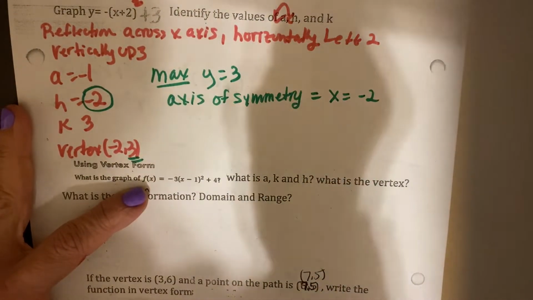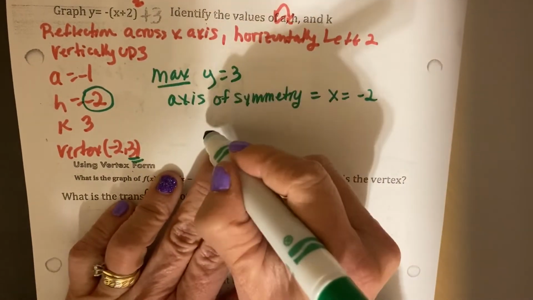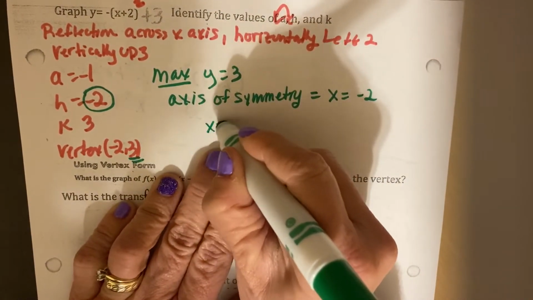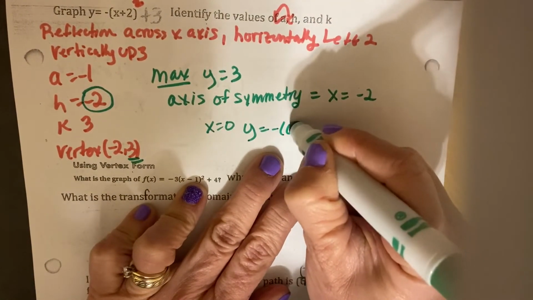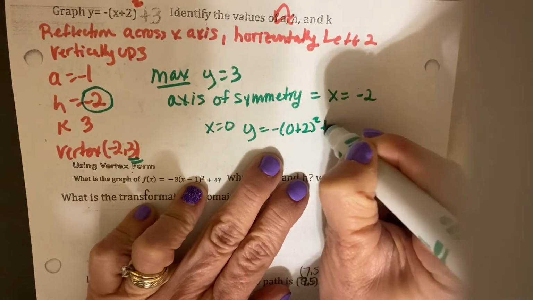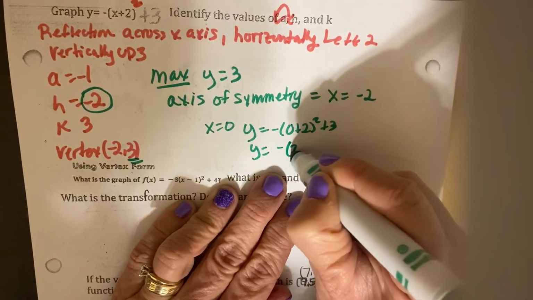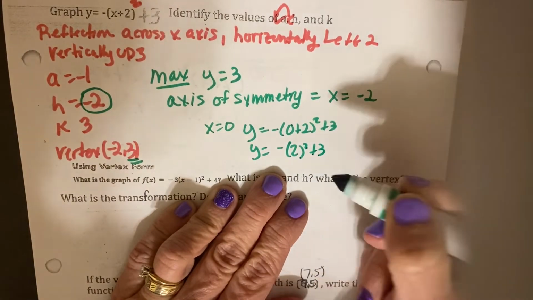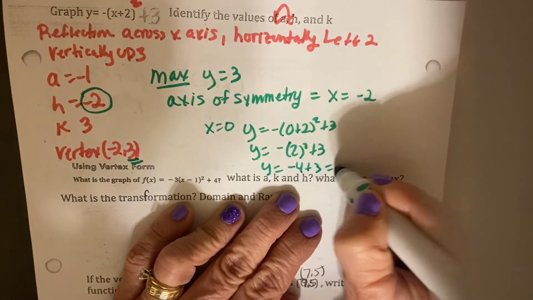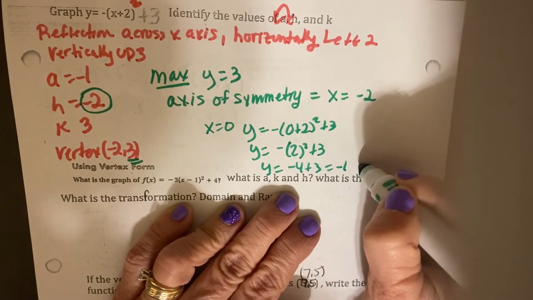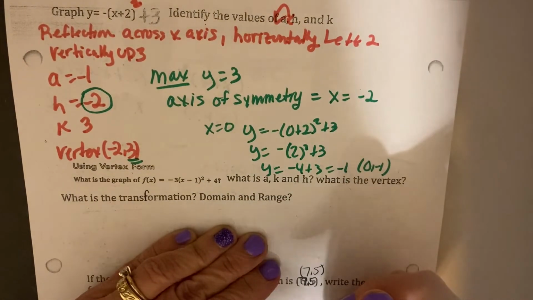And so we can go find our y-intercept, and so we'll plug in a 0 here, that's when our x is equal to 0. So we'll have y is equal to -(0 plus 2) squared plus 3. So y is equal to -2 squared plus 3. And so y is equal to -4 plus 3. And so my y-intercept is -1, which is the ordered pair (0, -1). So those are the things that I already know.